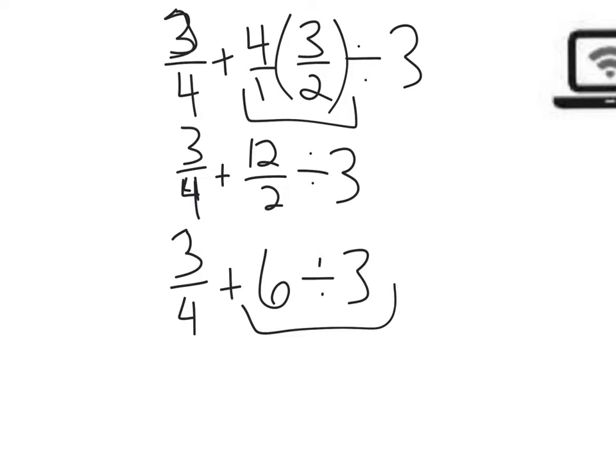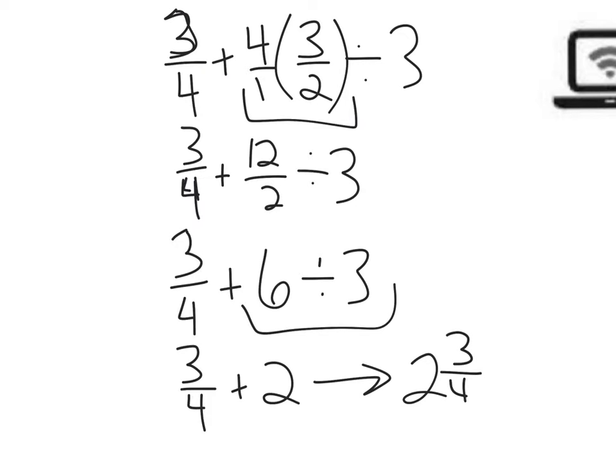Next would be the dividing. So 6 divided by 3 is 2. And then 3/4 plus 2, we actually just have a whole number and a fraction part, so that would just be 2 and 3/4.